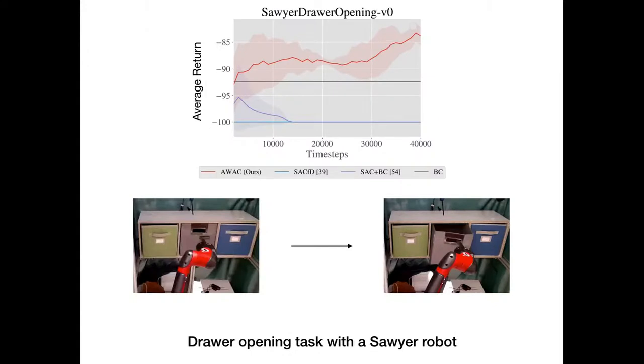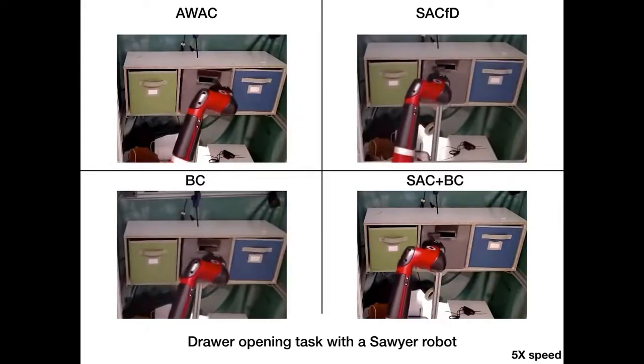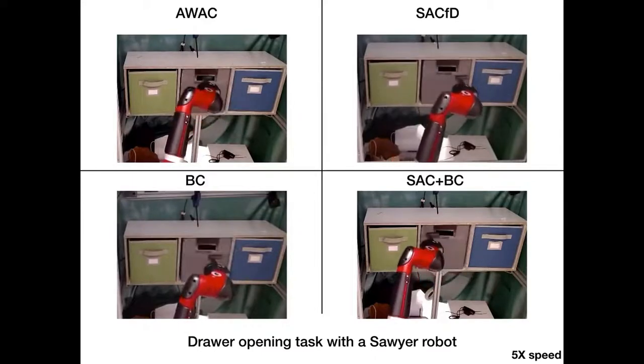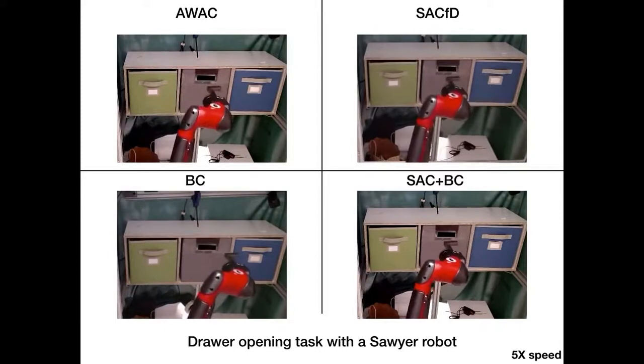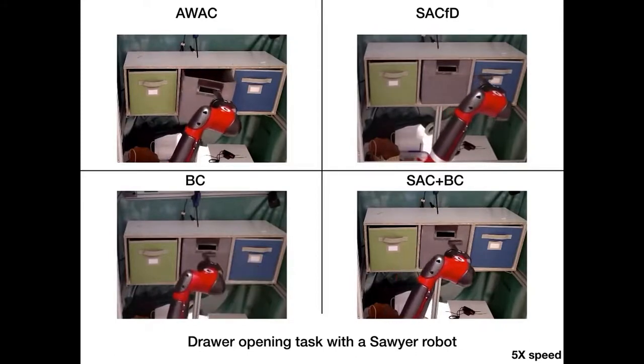In this domain, the Sawyer robot is tasked with opening a drawer with a hook attachment, again with a sparse reward. For online learning to be effective, the learning algorithm must leverage the prior data to learn a policy that sometimes succeeds and an accurate value function for improvement. We see in the learning curve that AWAC is the only method that improves. In these videos of the algorithm performance after 40,000 steps, or slightly more than 1 hour of online experience, only AWAC consistently solves the task.